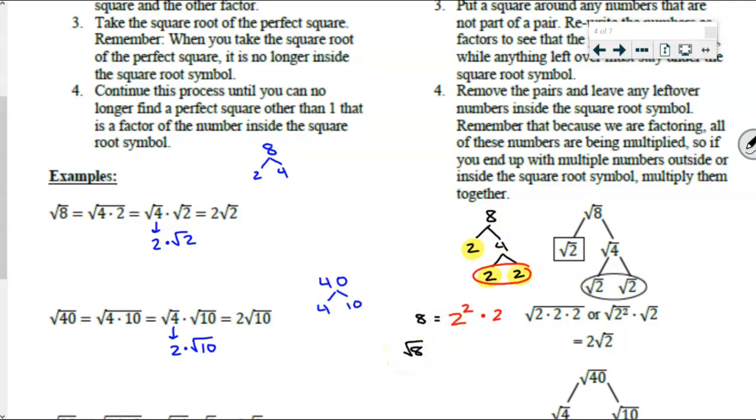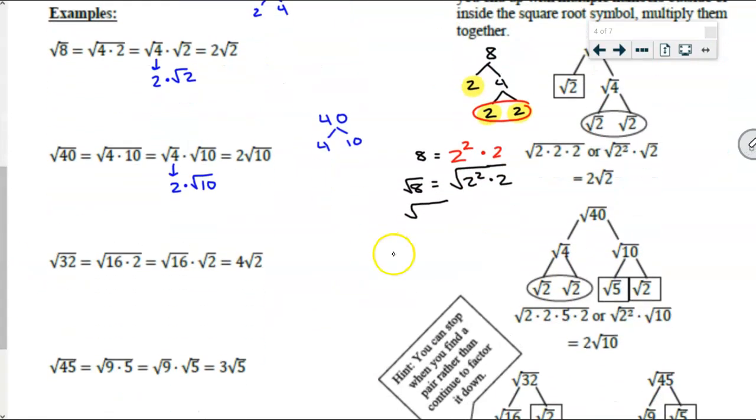So the square root of 8 is equal to the square root of 2 squared times 2. But really, truly, just like we saw over here, I can break up that radical, right? So I can rewrite that as, let me scroll so that everybody can see, I'm going to rewrite this in 2 separate radicals. So the square root of 2 squared times the square root of 2.